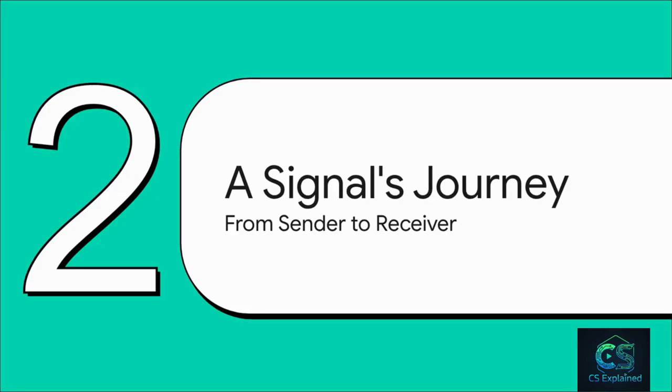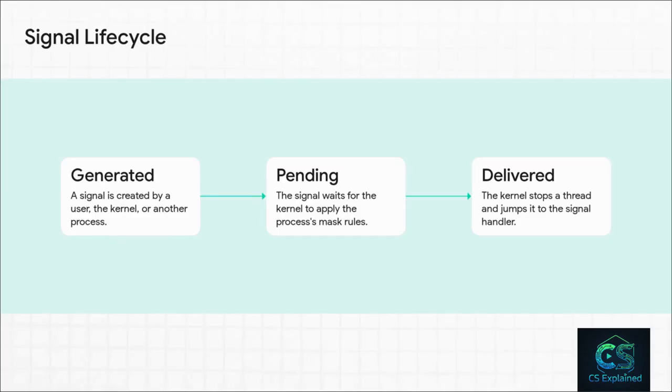So we have this messenger, but how does it actually get from point A to point B? A signal has this whole life story, a journey it takes from the second it's created until it finally arrives and forces a process to react. Let's trace that path. So first, it's generated. It just pops into existence, maybe from you hitting Control-C. Then it enters the pending state. It's basically just waiting in line for the kernel to give it the green light. And finally, the kernel delivers the signal. The second that happens, the receiving process gets interrupted, and it has to deal with it.